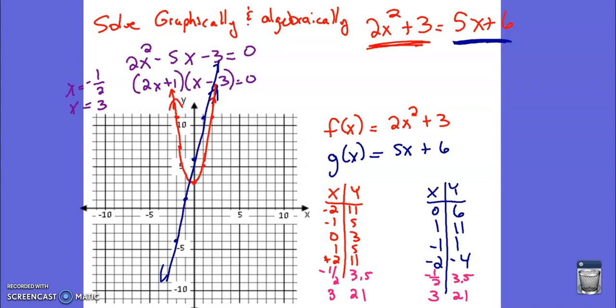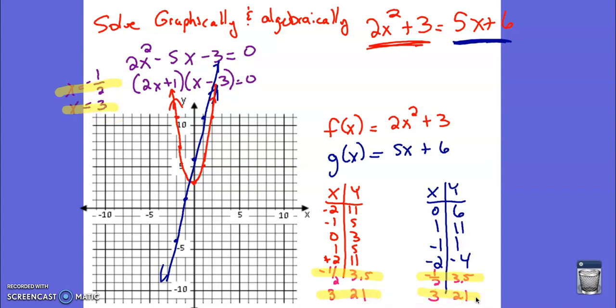So notice I graphed the red and I graphed the blue. I found out where they would cross. Something I do want to point out, looking at the XY charts, you can literally see -1/2, 3.5, -1/2, 3.5. So notice that's what matched. I knew X, they would match at -1/2. And then X equals 3 is what I found for the other solution.